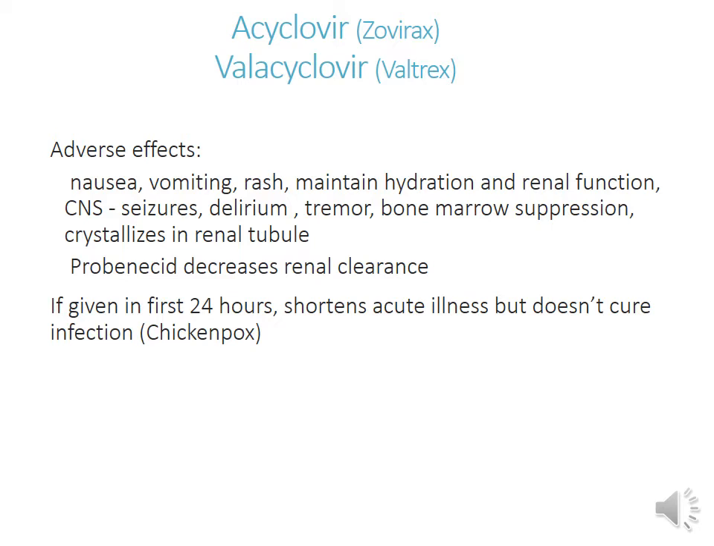Otherwise, you end up having the crystals settle out of solution and potentially lead to some interstitial nephritis, things like that. And then the other thing you want to worry about is going to be the CNS effects. Older patients in particular can be more susceptible to this, but you can see things like seizures, delirium. And then the other big thing is going to be bone marrow suppression. You're going to see this more with something like valganciclovir and ganciclovir, but you can have some bone marrow suppression here as well with these drugs.